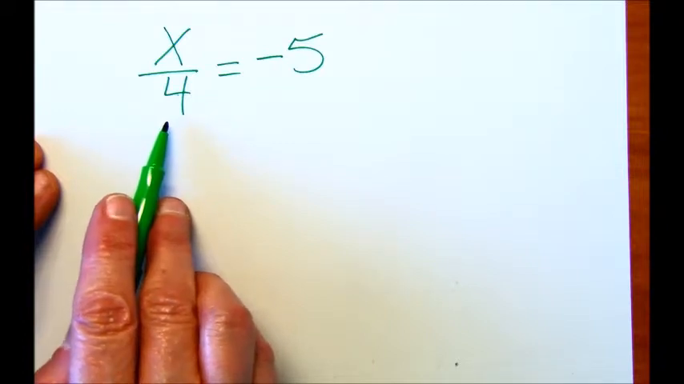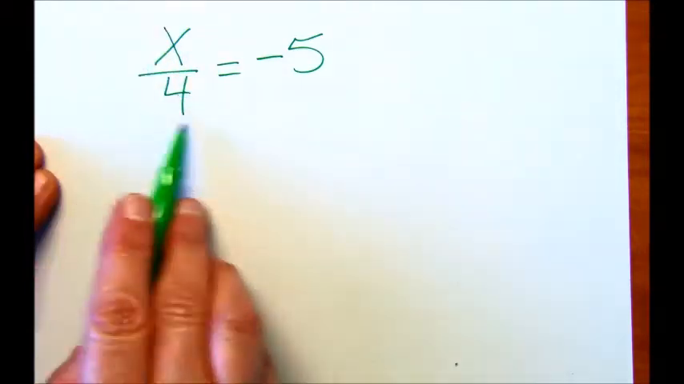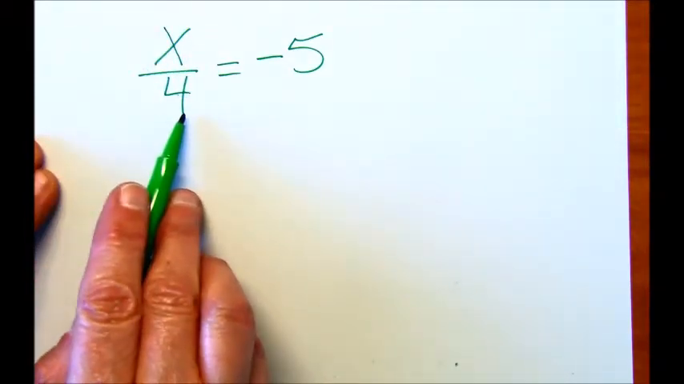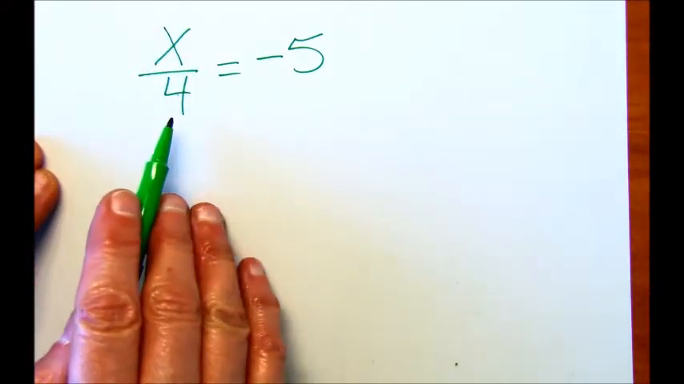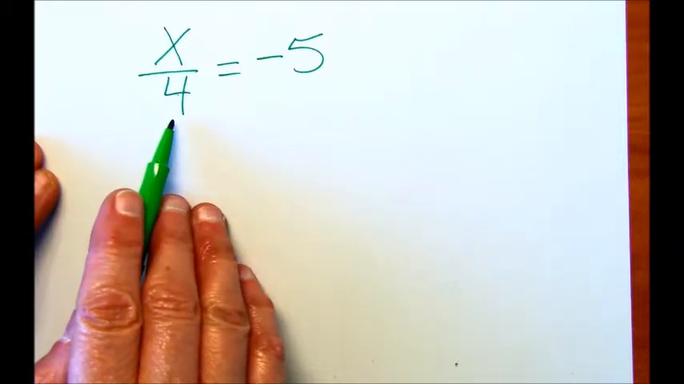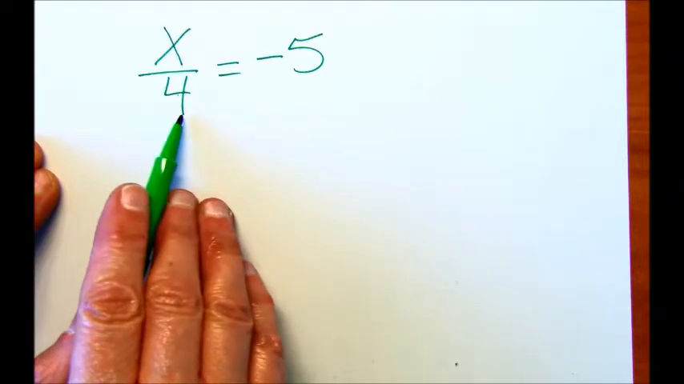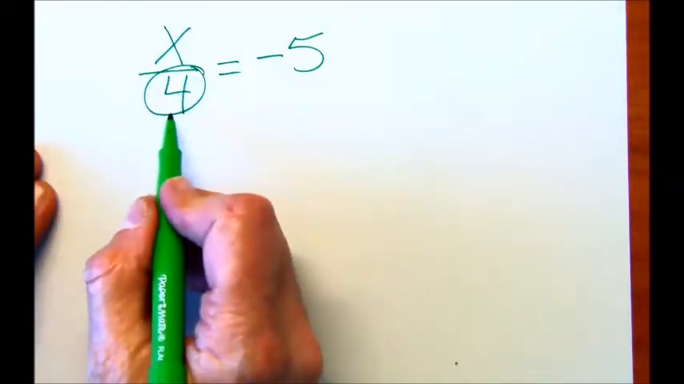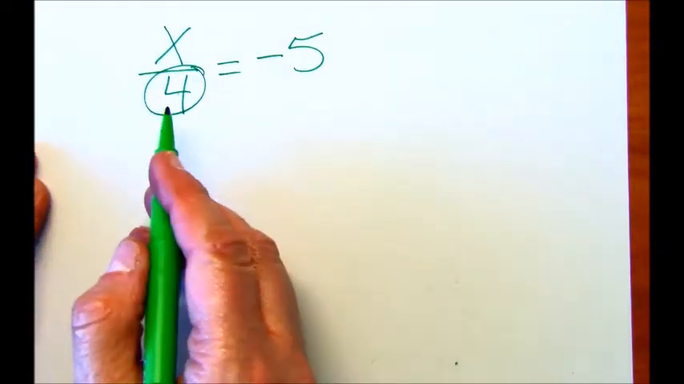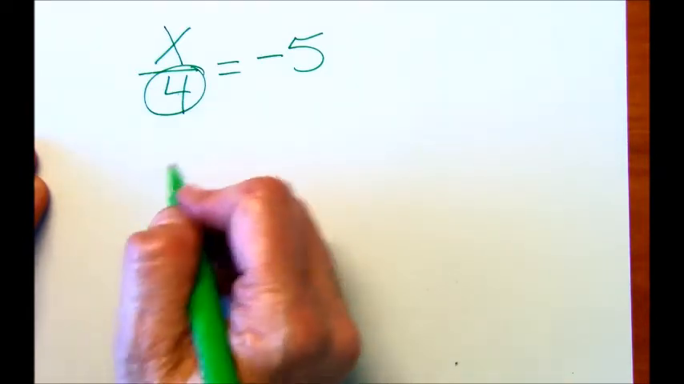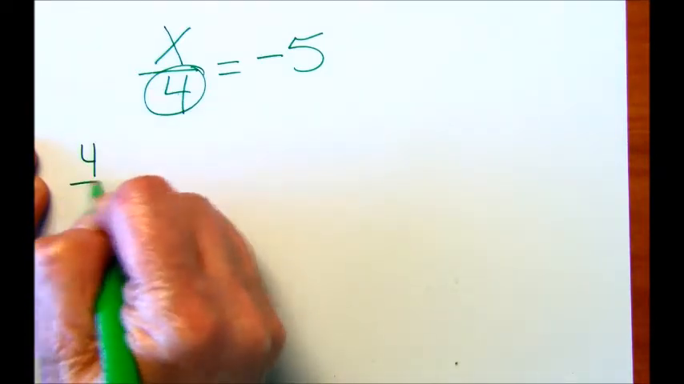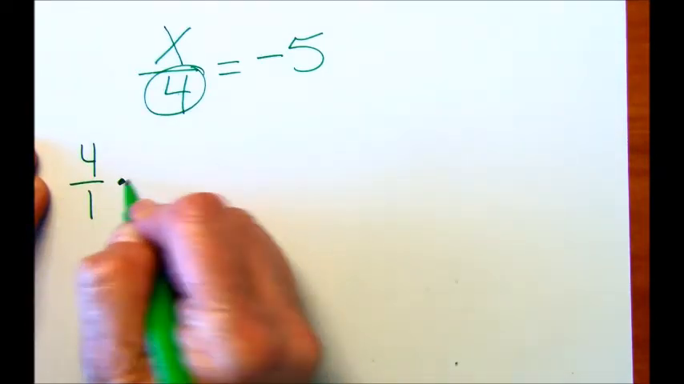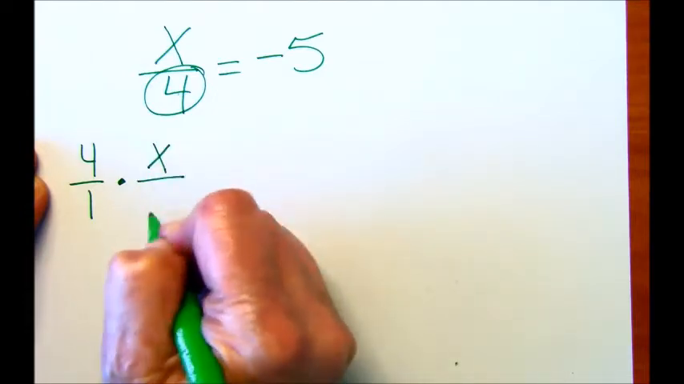And here's the thing, when you have a problem that looks like this, like a fraction, which is really division, what you want to do is multiply the number or the value that's in the denominator. So we're going to take this 4 and we're going to multiply it to both sides. So I'm going to rewrite it. We're going to have 4 over 1 times x over 4.